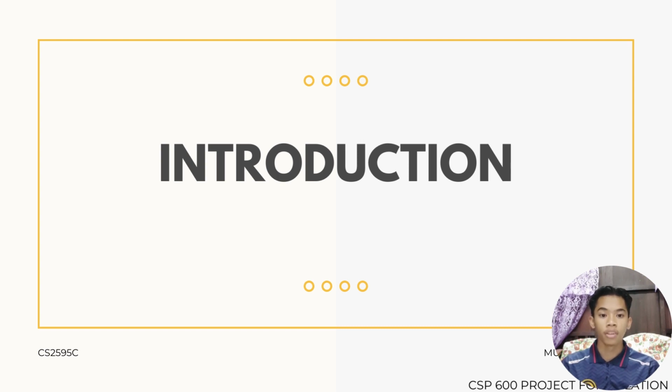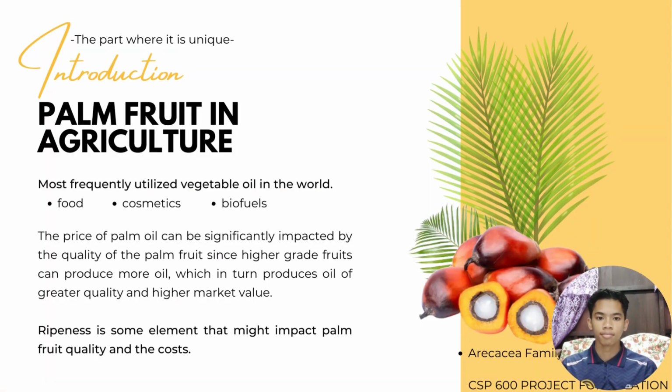The first one, we are going to the introduction. Introduction to the palm fruit in agriculture. So, what is palm fruit? Palm oil is the most frequently utilized vegetable oil in the world, used in food, cosmetics and biofuels. The price of palm fruit can be significantly impacted by its quality, since higher grade fruits can produce more oil, which in turn produces oil of greater quality and higher market value. The ripeness is an element that might impact palm fruit quality and cost.